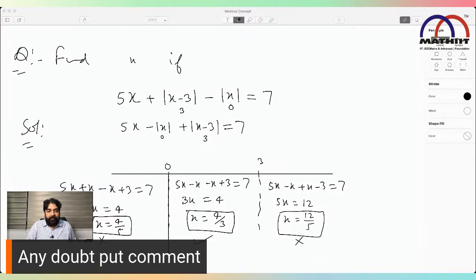Now let's look between 0 and 3. Somebody has difficulty with this too. Between 0 and 3, we got this value: 3x equal to 4, x equals 4 by 3. 4 by 3 means 1 point something, which will be here. It's inside the boundary, so we can accept this solution.